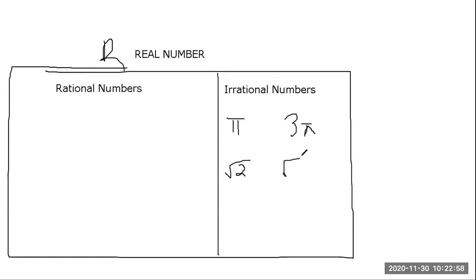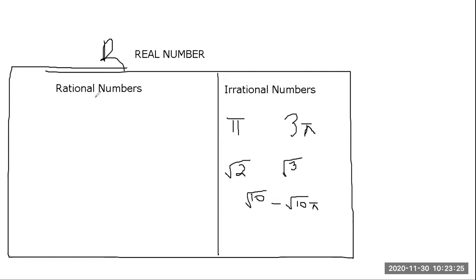Another one would be square root 3. That one is also irrational. Or square root 10. What if I did negative square root 10 pi? That's irrational.